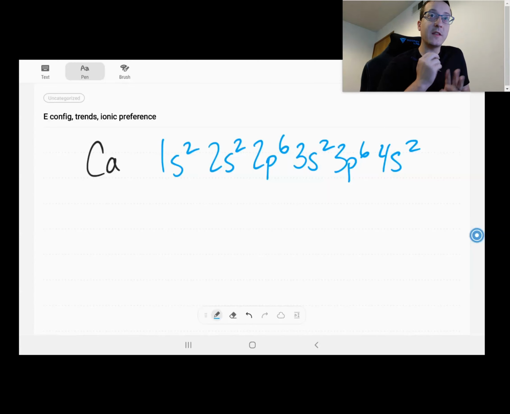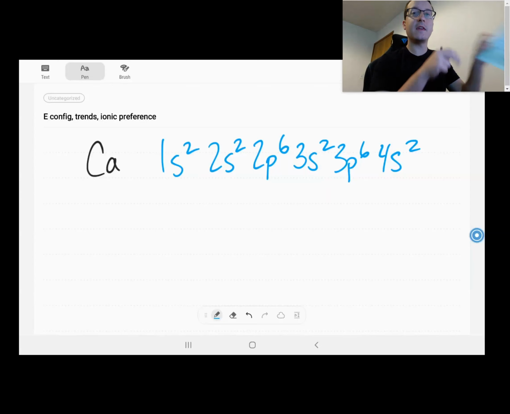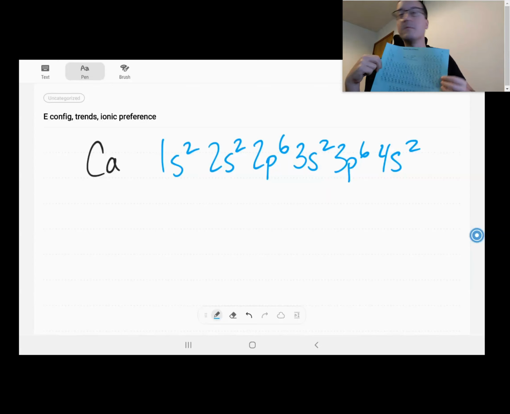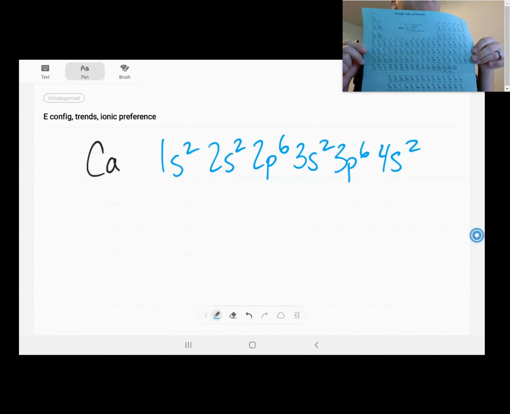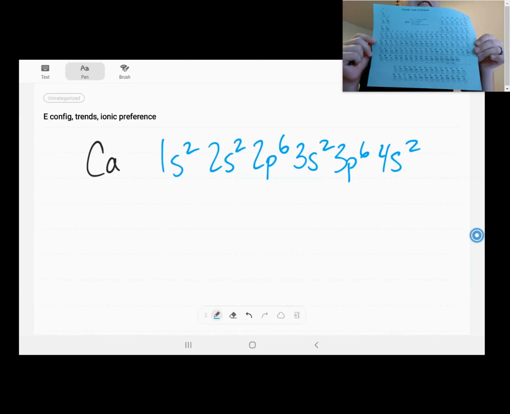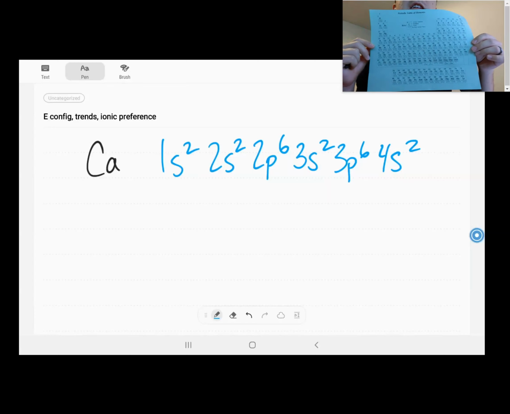So hopefully everybody has a periodic table, either a printed out one or access to one on their computer somewhere or their phone or whatever. Let's see. Okay, so periodic table time. Okay, so you guys can hopefully see this.